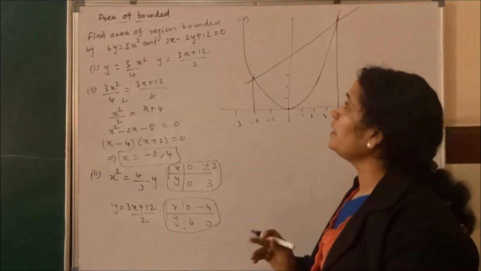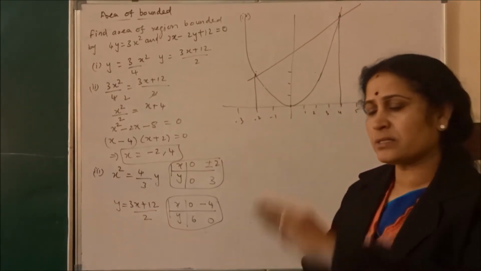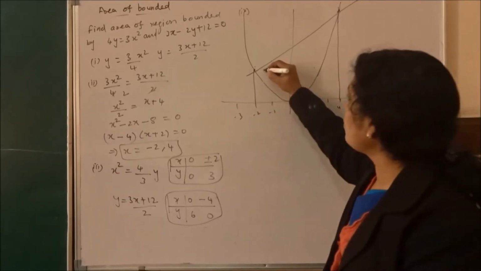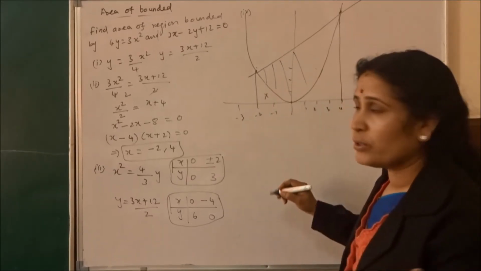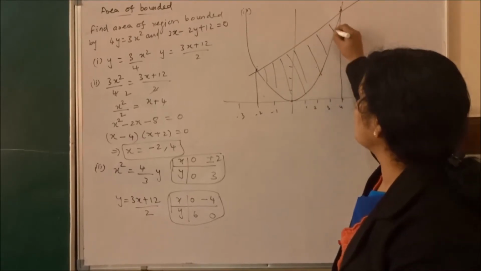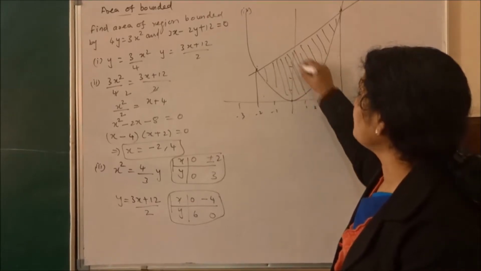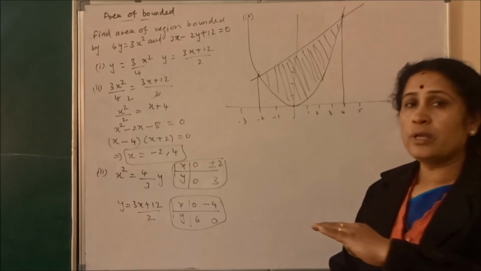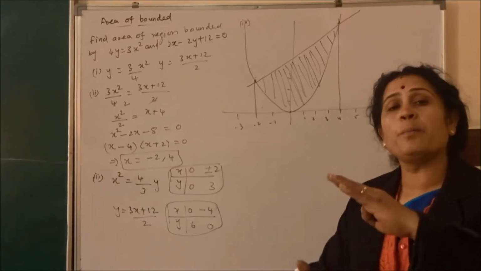Now find the area of the region bounded. Bounded means like upper and bottom. So this is bounded, not this one. This is not the bounded part. So the bounded part is this one. Clear to you? Now, as I told you, if the area is bounded up and down, then how to find the area of this part: upper minus lower.